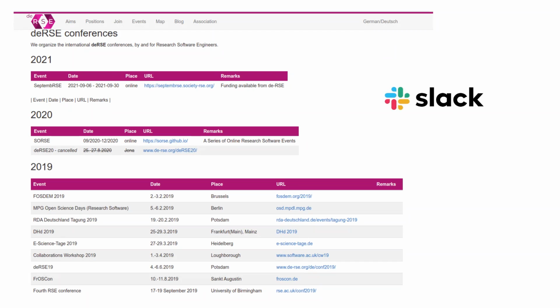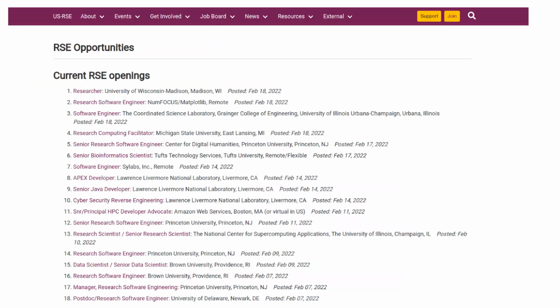So for example, there's a US RSC Slack. There's also a UK Slack. Everyone kind of joins both of them because we like having more friends. You can also, I think it's really helpful if you're having a hard time getting an actual example of an RSC role, take a look at job boards.